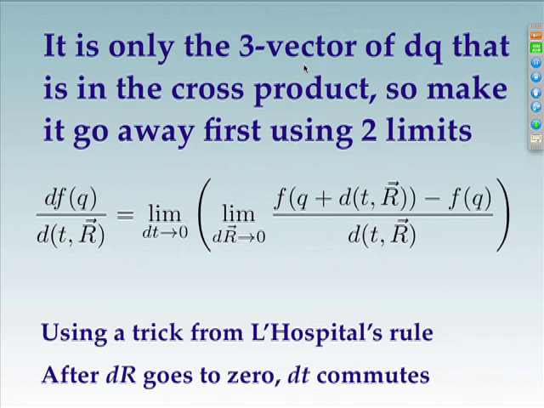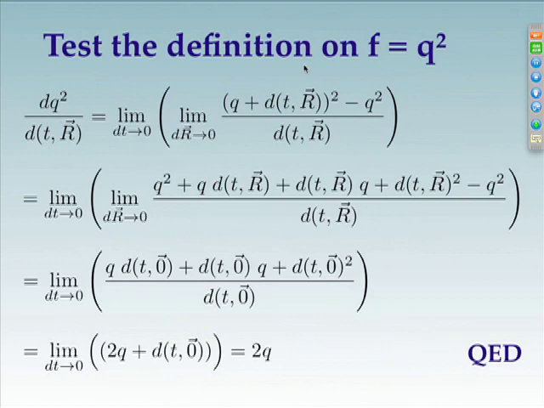And it's kind of a variation on L'Hôpital's rule, which I always consider a little miracle when I first learned it, about taking two limits in order to get something that actually is valid. So after dr has gone to zero, the dt part commutes. And so maybe it doesn't matter if I write it on the left or I write it on the right, as long as I use two limits just like this. So we're going to test it.